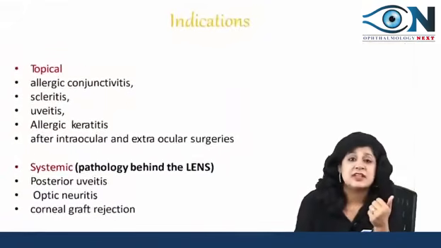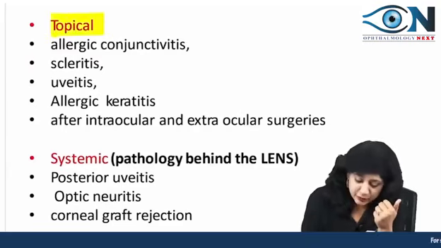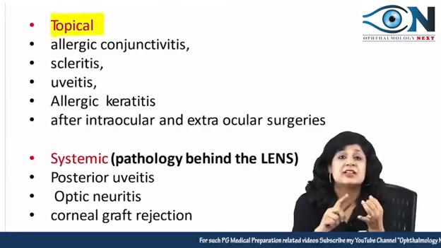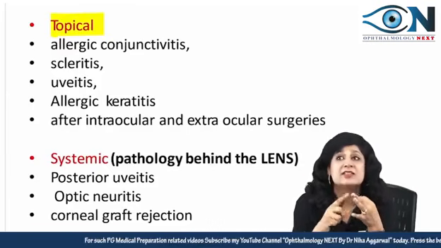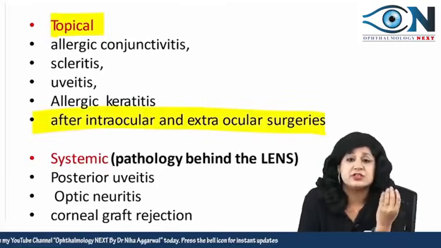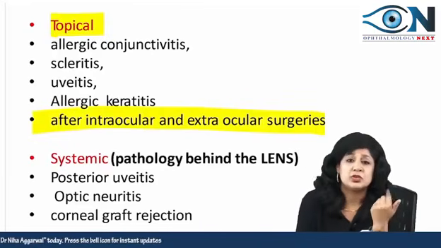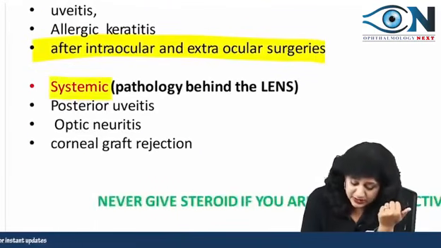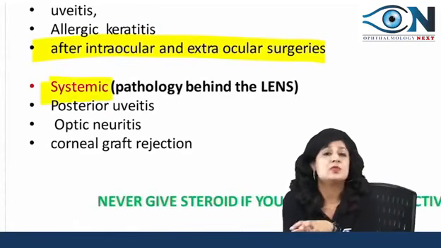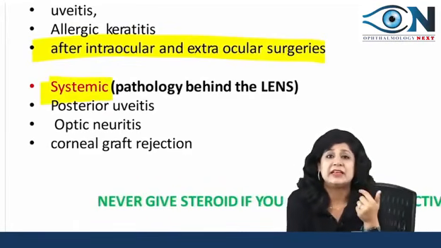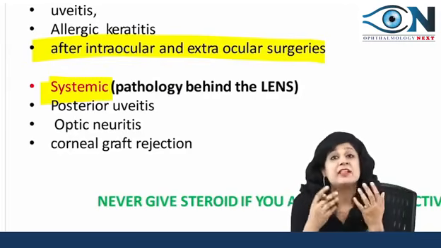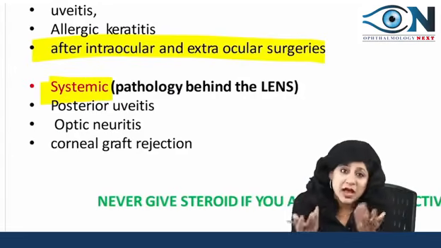Now indications are too many, starting from the topical, which you use for every kind of inflammation: allergic conjunctivitis, scleritis, uveitis, keratitis, and then when you are having a lot of surgeries we do require it for the inflammation. When you have the systemic, we will use it when we cannot benefit the patient with the topical drug. So when it is behind the lens, like posterior uveitis, we have optic neuritis, and then a very important thing is rejection. There you have to give it.